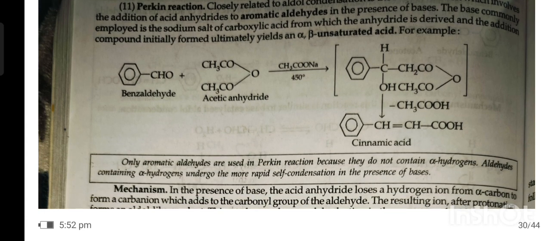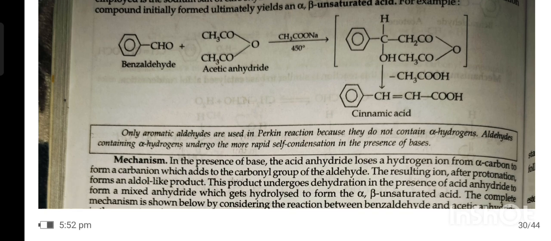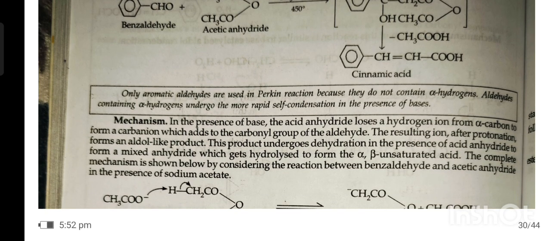For example, benzaldehyde plus acetic anhydride in the presence of a sodium carboxylate salt at 450 degree temperature gives cinnamic acid. Only aromatic aldehydes are used in the Perkin reaction because they do not contain alpha hydrogen. Aldehydes containing alpha hydrogen undergo self condensation in the presence of base.